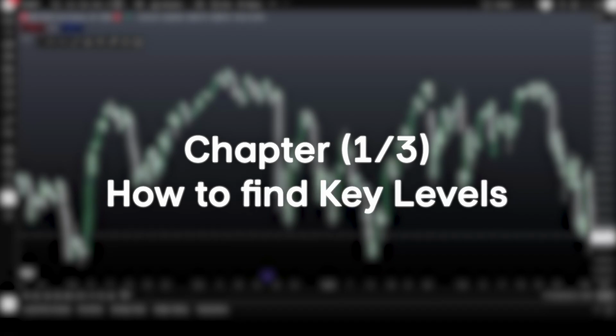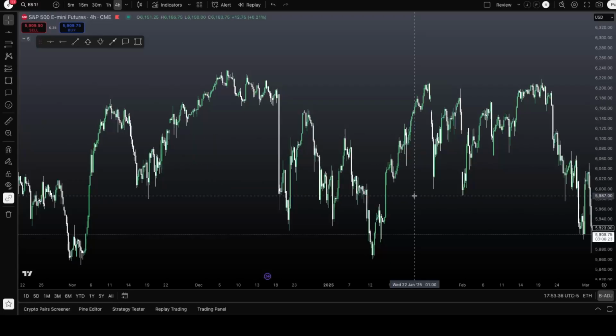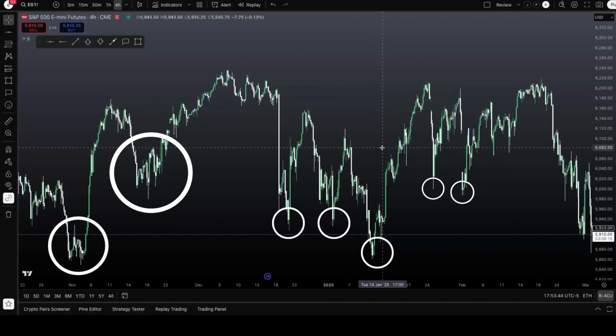To find key levels, you want to start by adding support and resistance levels from the 4-hour, 2-hour, and 1-hour time frames. Now to do this, for resistances, you're going to look for large rejections, which led to big sell-offs, and for supports, you're going to look for areas where there were large bounce reactions.